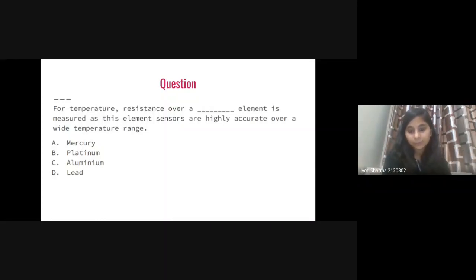Nishant gave me platinum and Alka gave me B answer. Again, the platinum. So we are exploiting the property of one element, the resistance of that element, and because of that resistance value, we can calculate the temperature. Alka B, Mohammed Abdul B, and Rashmi B.